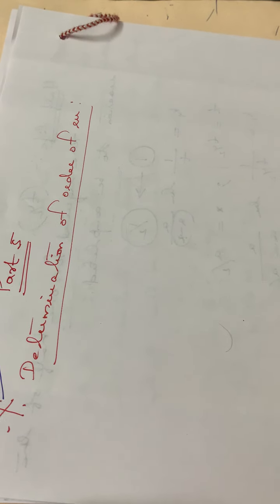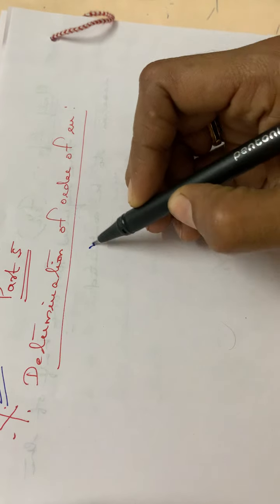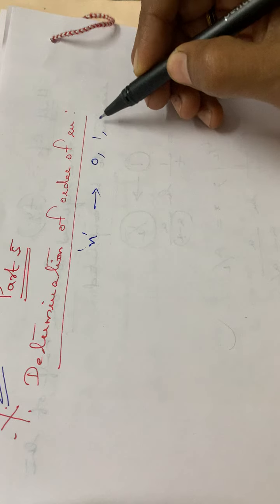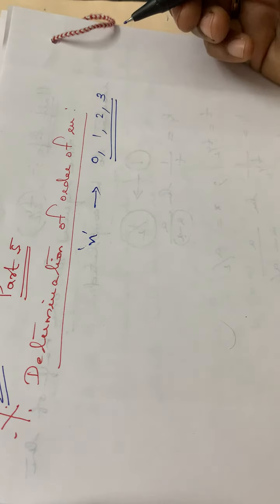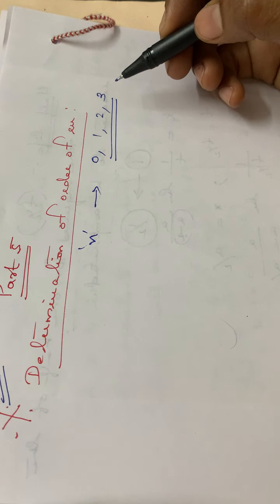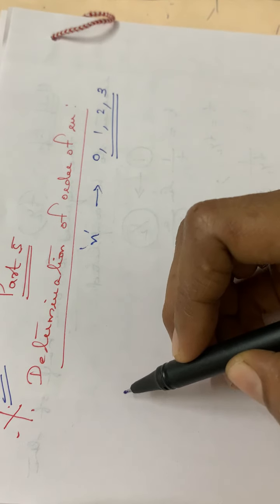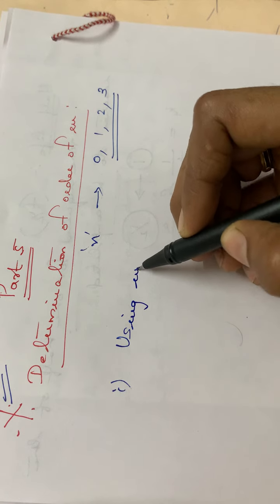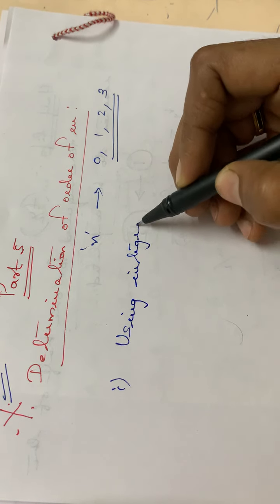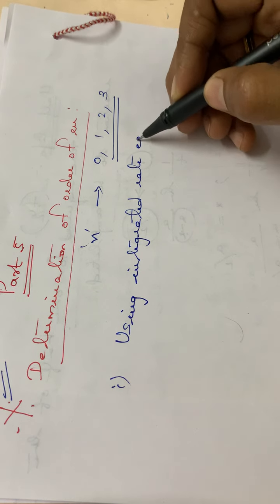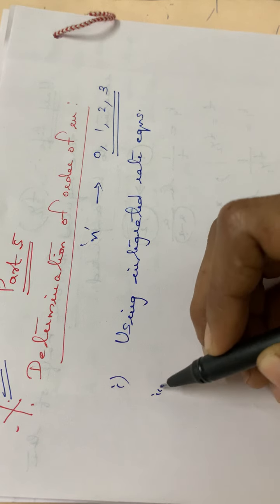So, determination of order of a reaction. Normally order is denoted by the letter n, isn't it? And the order can be 0, first order, second order, and also a third order reaction. So n can be 0, 1, 2, 3, etc. And there are different methods for determining the order of a reaction. The first method is using the integrated rate equations, that we had seen, so many rate equations for 0 order, first order, etc. So that is the first method, using integrated rate equations.